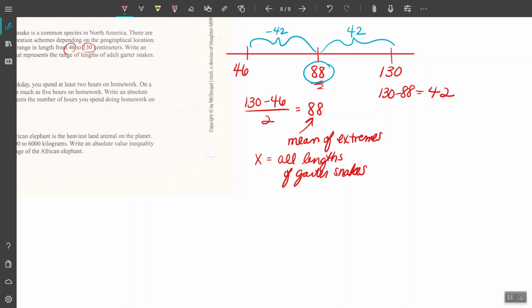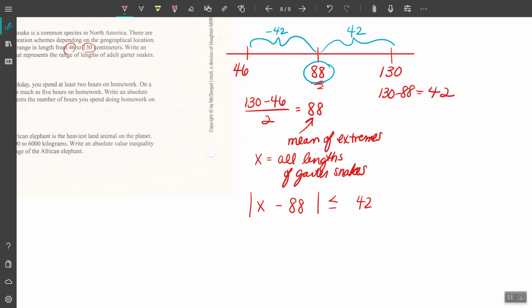And so what we know from the math we just did, first of all, we know that we need absolute value signs. We know that x is going to be there in the front of that absolute value symbol. And what we know is that x cannot deviate more than 42 centimeters from the median or the mean of those extremes, which is 88. And we know that it cannot be more than that. So it has to be less than or equal to that tolerance of 42, or another word for it is to say deviate.